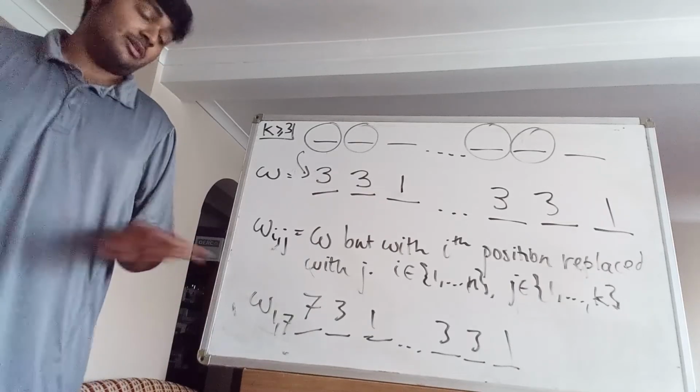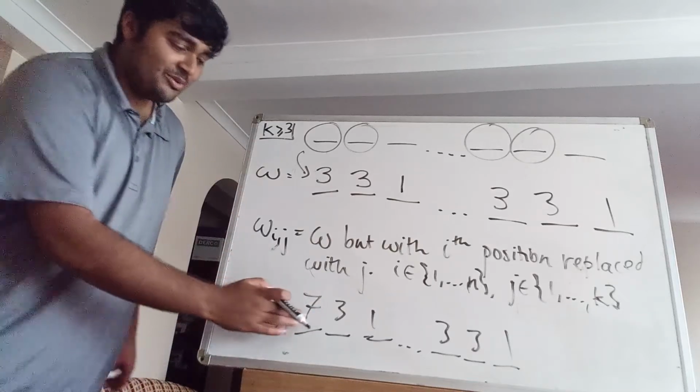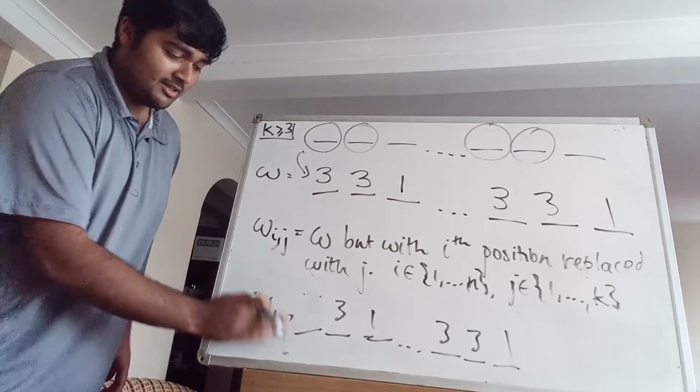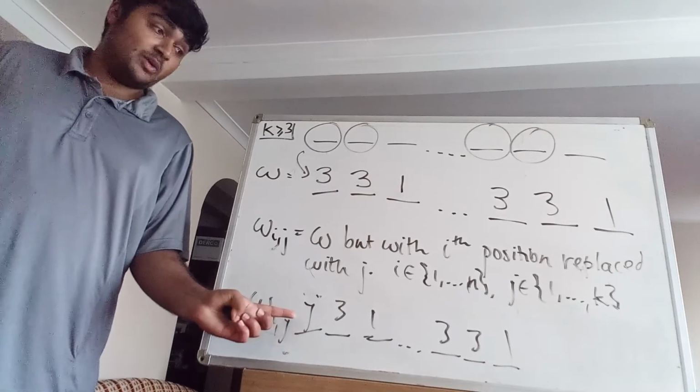Unless, I guess one thing I should worry about is what if k equals 7? What we're going to do is start from j equals 1. So we're going to start by putting j equals 1 in here.